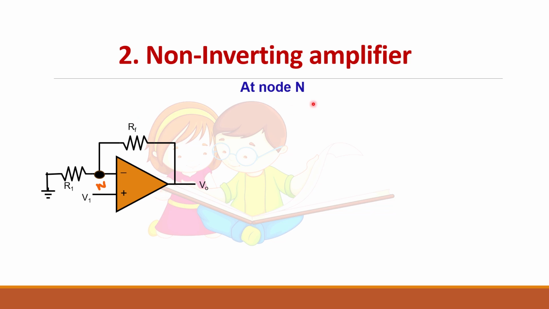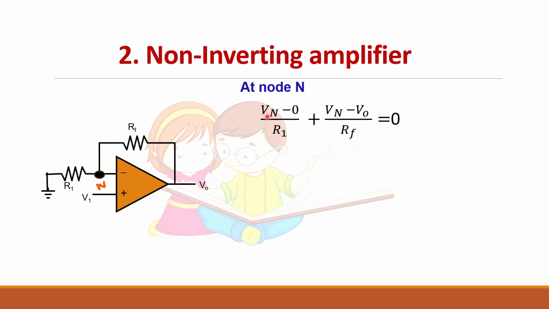Now let us write the nodal equation. So we have this node N. Let us write the nodal equation, taking it at this node: (Vn minus 0) divided by R1 plus (Vn minus V0) divided by feedback resistor Rf is equal to 0.